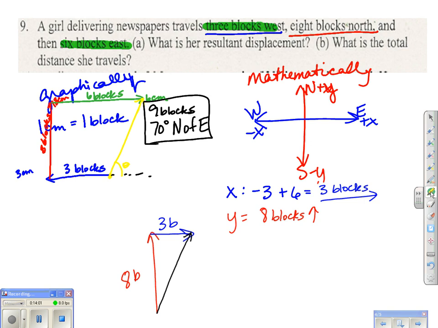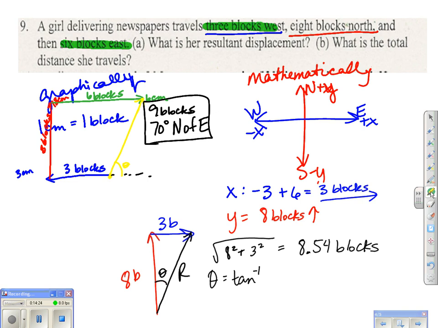resultant. So we could find this resultant by doing Pythagorean theorem. And we would do the square root of 8 squared plus 3 squared and solve for r. We could solve that it is 8.54 blocks. Now for the angle, we would do the inverse tangent of opposite, which is our 3, over our adjacent, which is 8.